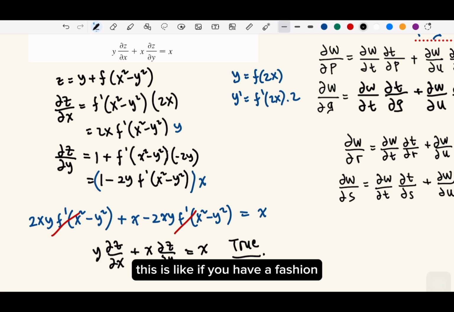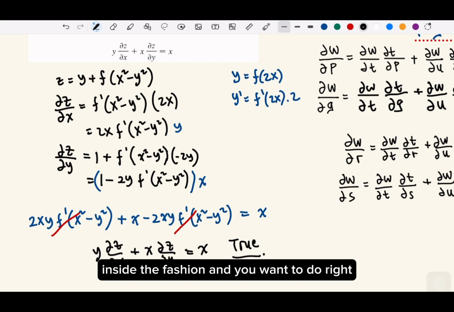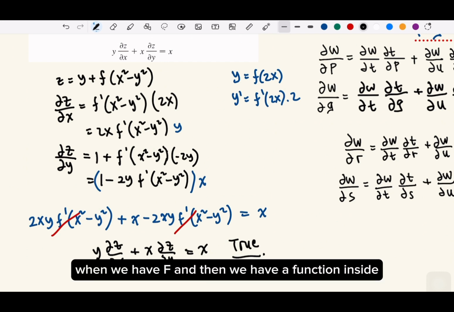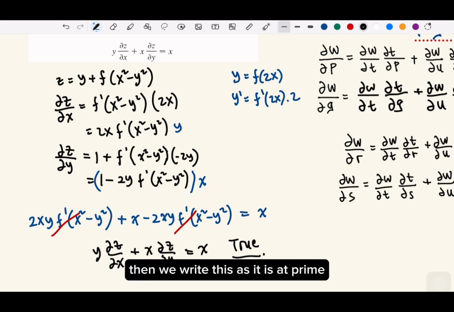Yeah, this is like if you have a function inside the function and you want to derive, you are going to write f prime, and then you still have the function inside, multiply with the derivative of the inside function, right? With the chain rule. Similar with this, when we have f and then we have a function inside, it means that when we derive with respect to, for example, x, then we write this as it is, f prime, and then has something inside, multiply with the inside function derived with respect to x. So multiply with 2x.